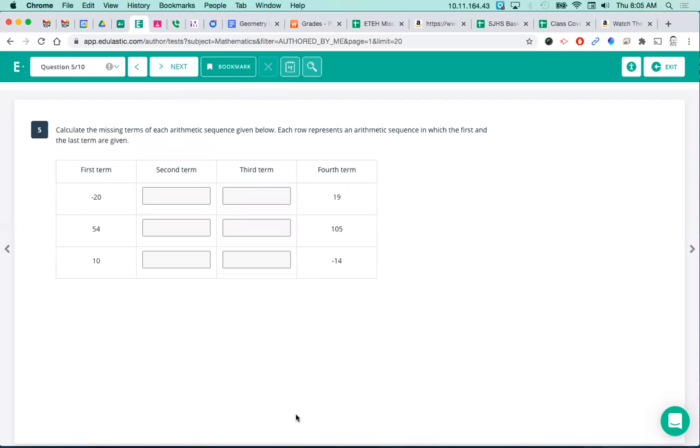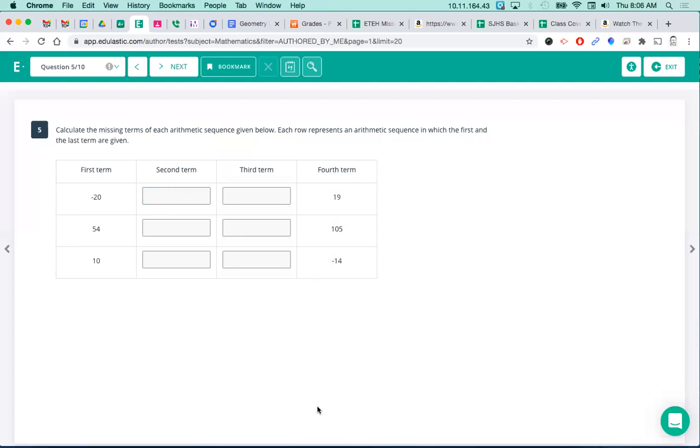Okay, this one, I like this one. This requires you to think about an arithmetic sequence and determine what the two middle terms are when you're given the first and the fourth. Okay, so in the first one, the first term was -20, the fourth term is 19. I know that I'm going to be adding something because I've got to go from a -20 to a positive 19.